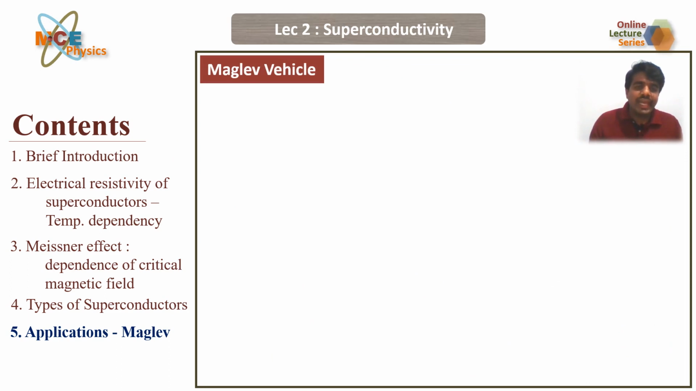So now maglev vehicles. A magnetic levitating vehicle is nothing but a maglev vehicle. It is just a combined word from the two words magnetic and levitating. The entire vehicle will be set afloat over the ground without touching the ground. This is a fantastic application of superconductivity. We will look into it now.